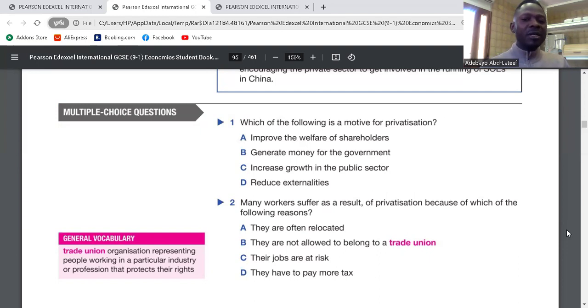Question 2. Many workers suffer as a result of privatization because of which of the following reasons? Their jobs are at risk. Their jobs are at risk. Thank you. That ends chapter 12, privatization. So we're going to chapter 13 after this.